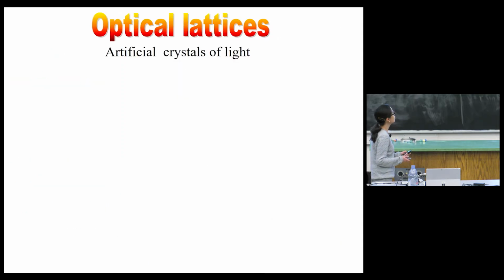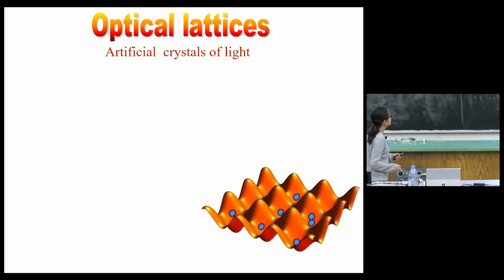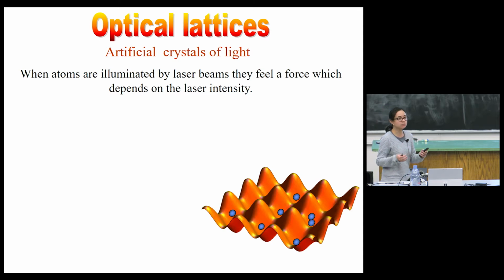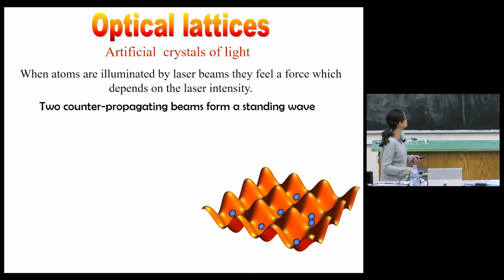Just to give you a taste of the tools that we use to control the atoms and bring them to quantum degeneracy, a powerful trapping tool that is going to come up many times in my talk is the idea of optical lattices. We use optical lattices to create artificial crystals of light. The idea is that we take our atoms and illuminate them with laser beams. In the presence of light, atoms feel a force proportional to the intensity of the laser beams that we use to illuminate the atoms.